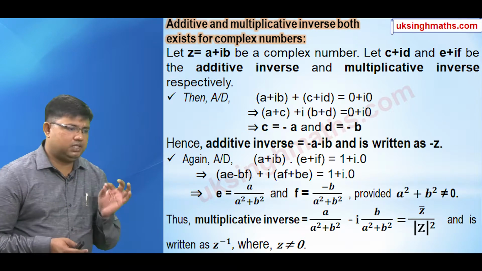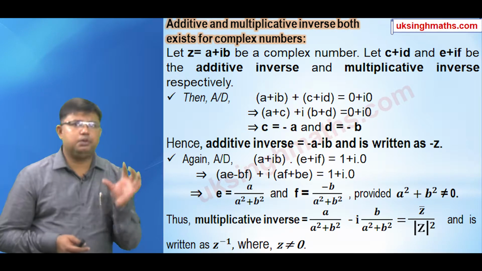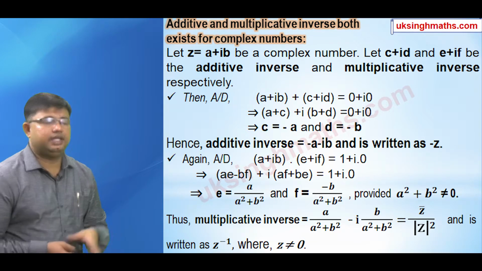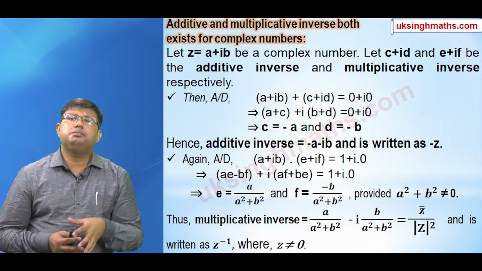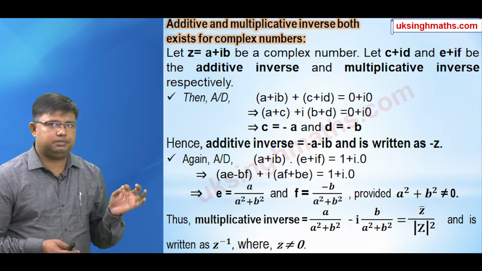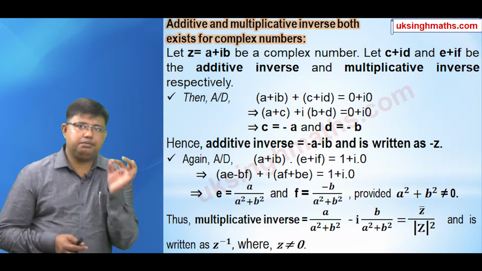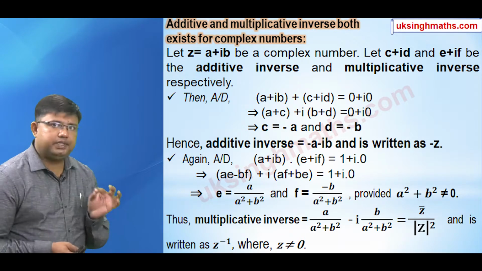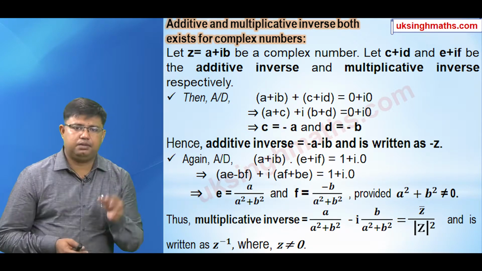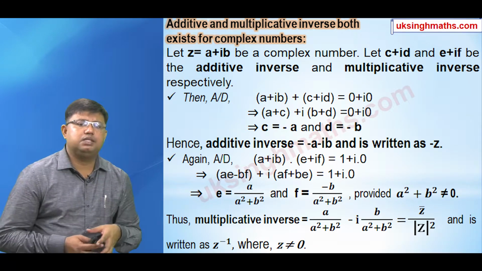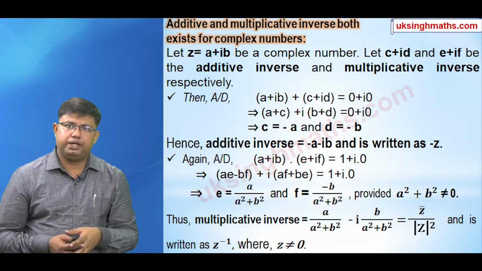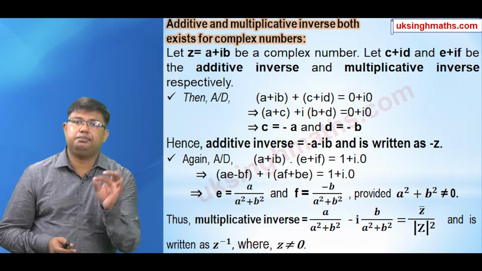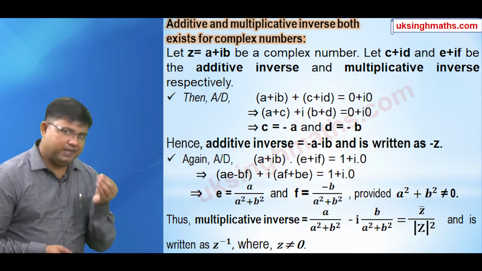And you already know the basic concept of inverse. If you operate the inverse with the given number, the result is the identity element. So if c plus id is the additive inverse of a plus ib, then a plus ib plus c plus id must be equal to the additive identity, which is 0 plus i into 0. And from this relation, the value of c comes out to be minus a and d comes out to be minus b. So minus a minus ib is the additive inverse of the complex number a plus ib, and it is denoted by minus z.